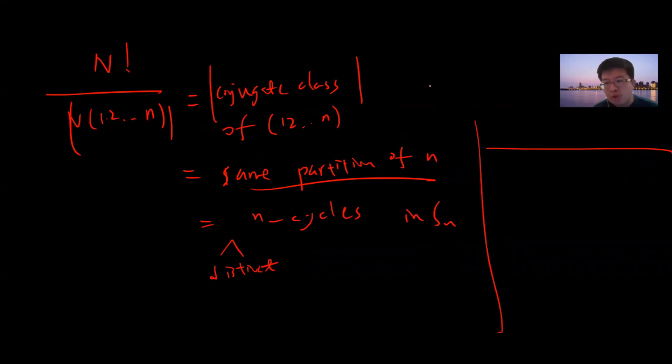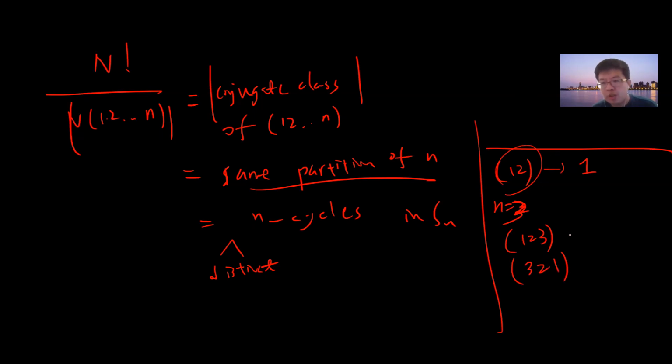Okay, so this should be a high school counting problem, right? Suppose n equals 2: the distinct cycles, you only have 1, because this is the only distinct cycle. How about n equals 3? You get one cycle, 1 to 2 to 3, and then you also get another, 3 to 2 to 1, which is a different cycle, right? So in total there are 2. So you can easily prove that for general n, the count is (n-1)!.